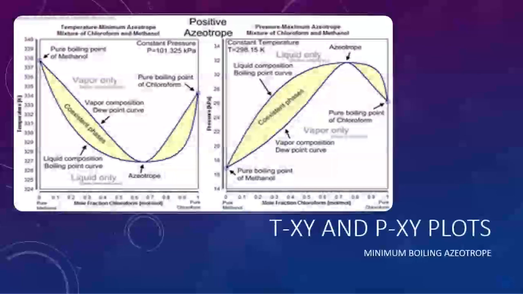Like I said, TXY and PXY plots are very important aspects of vapor liquid equilibrium. We are going to first study the minimum boiling azeotrope, then the maximum boiling azeotropes. Minimum boiling azeotropes are also called pressure maximized mixtures or pressure maximized azeotropes. You see, minimum boiling means the temperature graph has a minima over here. This minima point is the azeotropic point.